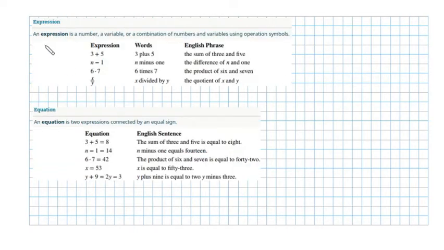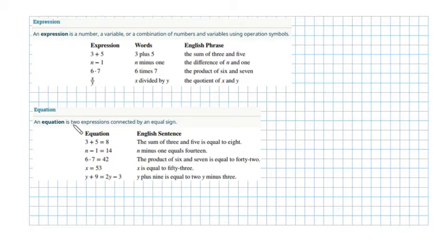I have been using the word expression from the very beginning of this video, so now let's properly define it. An expression is a number, a variable, or a combination of numbers and variables using operation symbols. So here we have 3 plus 5 and n minus 1, and we can think of these as English phrases, not sentences. So this would be the sum of 3 plus 5, this would be the product of 6 and 7, this would be the quotient of x and y.